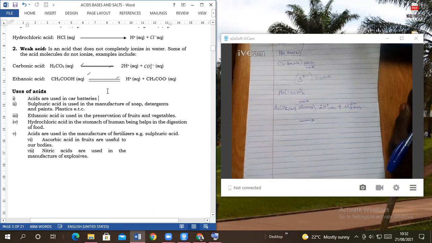Now the uses of acids. They are found in car batteries. In the batteries you find acids, most especially sulfuric acid. That's what they put there. Sulfuric acid is used in the manufacture of soap, detergents, and paints. They don't use the concentrated one; they use the dilute. Ethanoic acid is used in preservation of fruits.